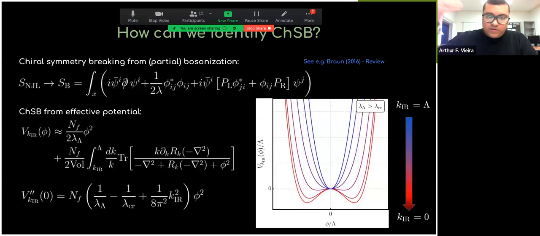So you start integrating your fermionic modes from an arbitrarily large cutoff scale, and then as you go to zero, you see that the potential develops a non-trivial minimum. And this is the indication of symmetry breaking, and is connected in this way with the previous picture.